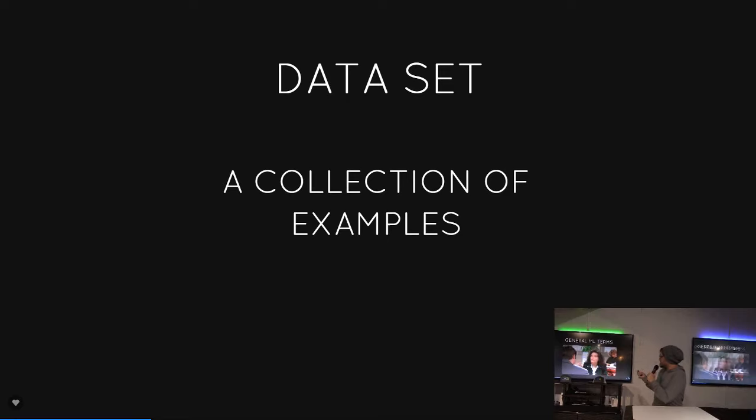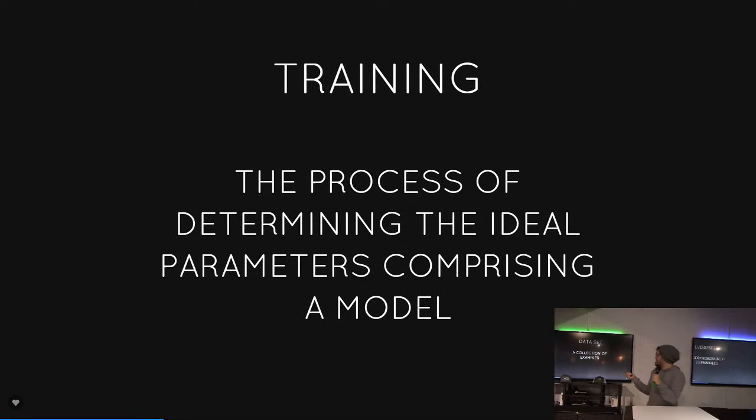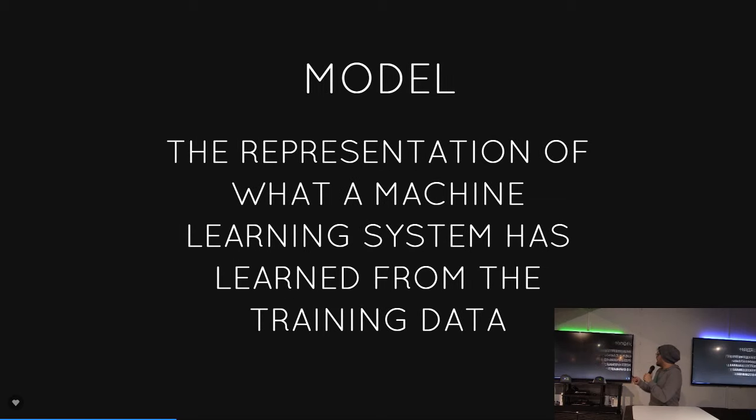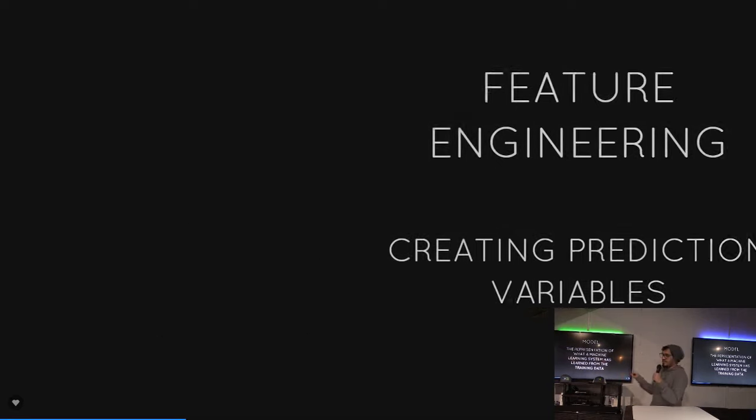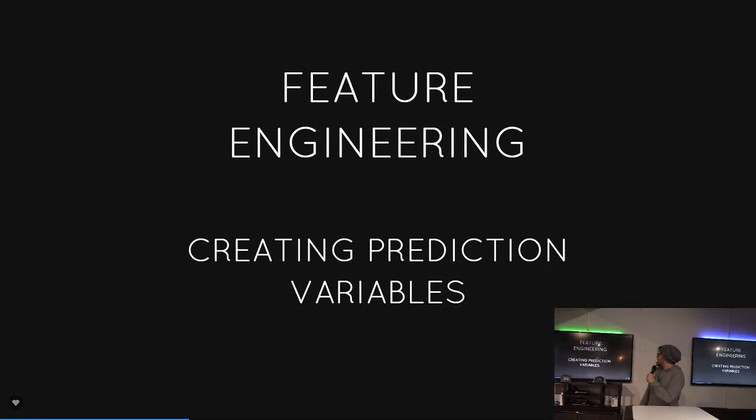So let's go over some general terms. Data set, that's pretty straightforward. It's a collection of examples. Training is the process of determining the ideal parameters comprising a model. And a model is a representation of what a machine learning system has learned from the training data. So these are the most basic parts that all kinds of learning have.